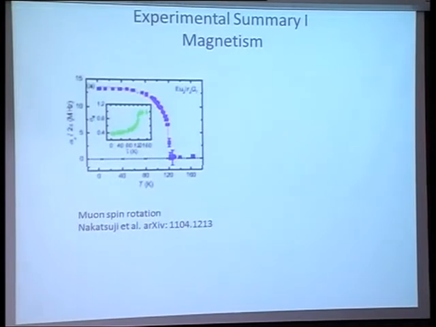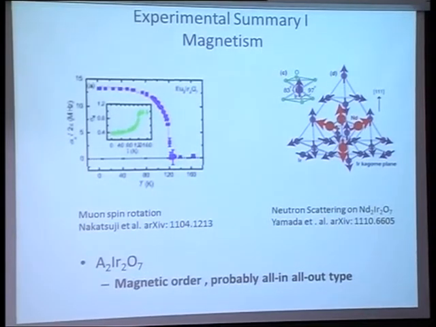So we can try to compare with the experiments. There are actually quite a few experiments on this class of compounds, and some of them are quite recent. First of all, it's quite clear that these materials are magnetically ordered. Here A is actually europium. You see in muon spin rotation, onset of magnetism at around 120 Kelvin. There's a more recent, sort of tour-de-force neutron scattering experiment that seems to indicate it is this all-in, all-out state.